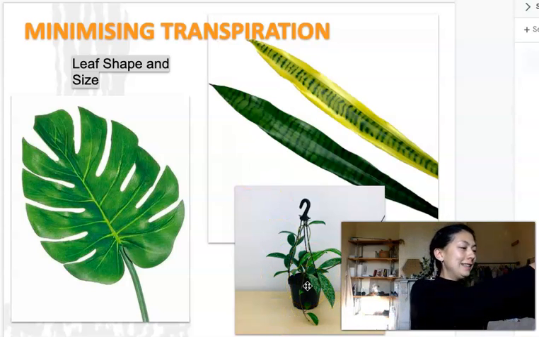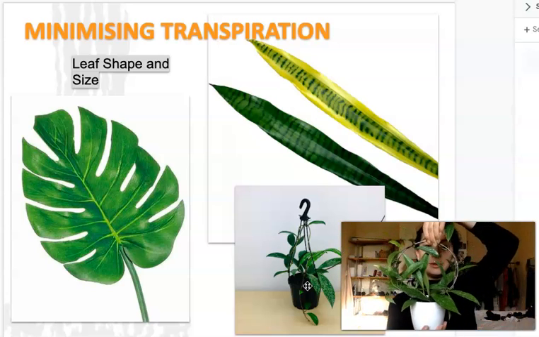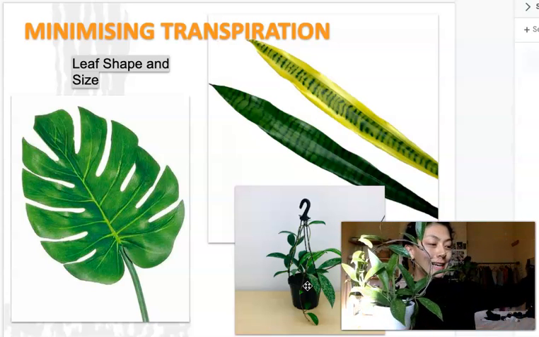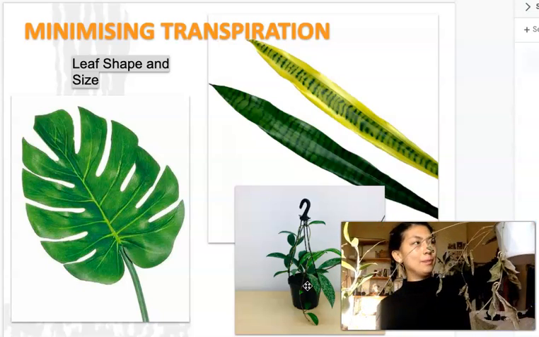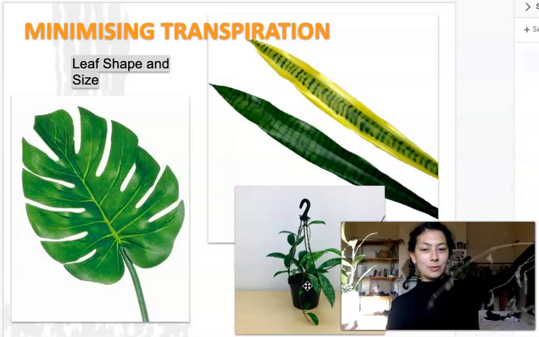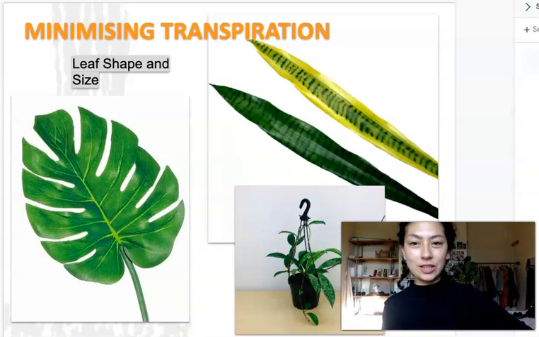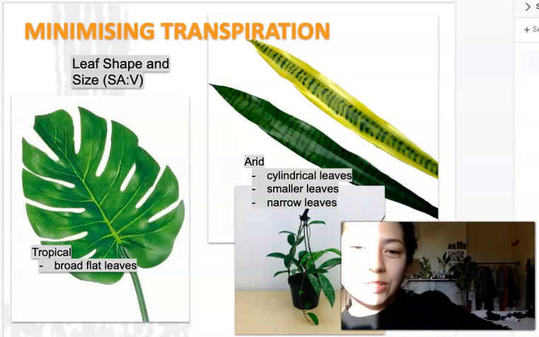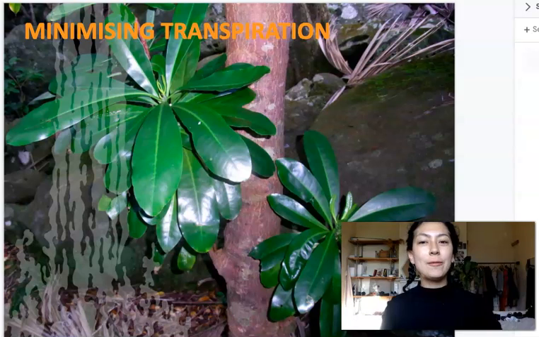And here, this is a healthy Hoya I have in my house, absolutely beautiful. I kept him out of direct sunlight. This one here, I left in the sun on a 40-degree day. So don't do that. This is not what we want. Okay, so that's leaf shape and size, and it's all to do with surface area to volume ratio. So tropical broad fat leaves, in arid environments we have cylindrical, smaller and narrow leaves.